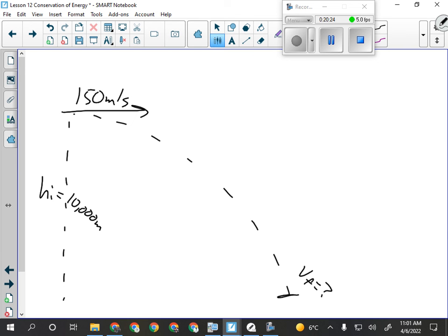And yes, as it falls, it's going to accelerate vertically, but its speed will be the resultant between those two numbers. And it is going to increase because gravity will be making it go faster and faster. That sort of makes sense?